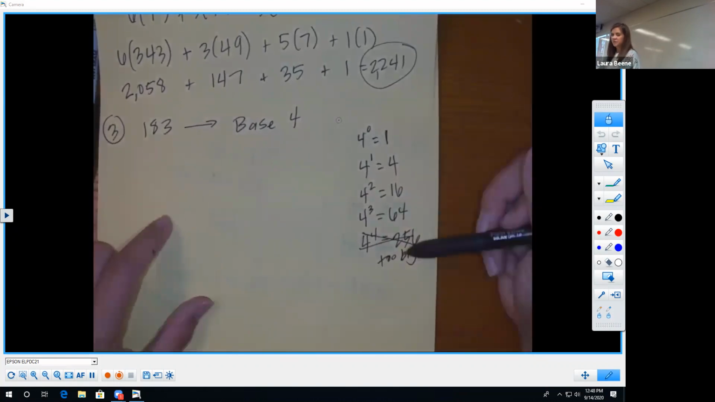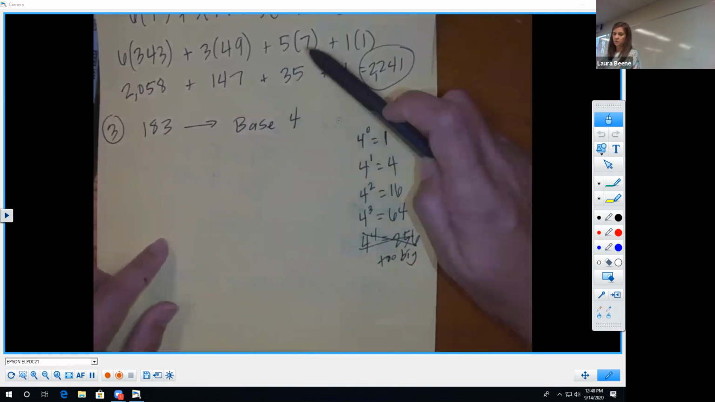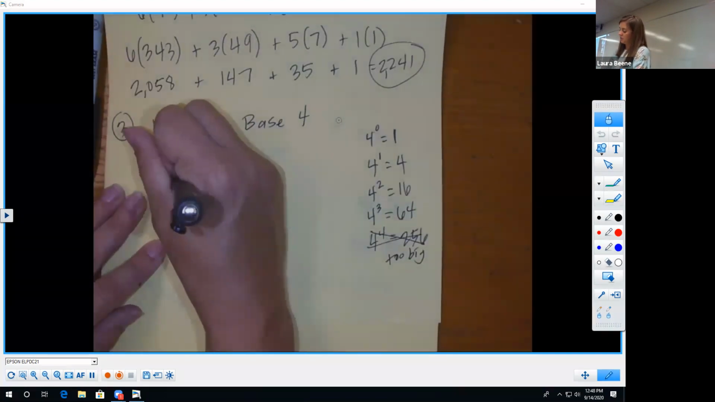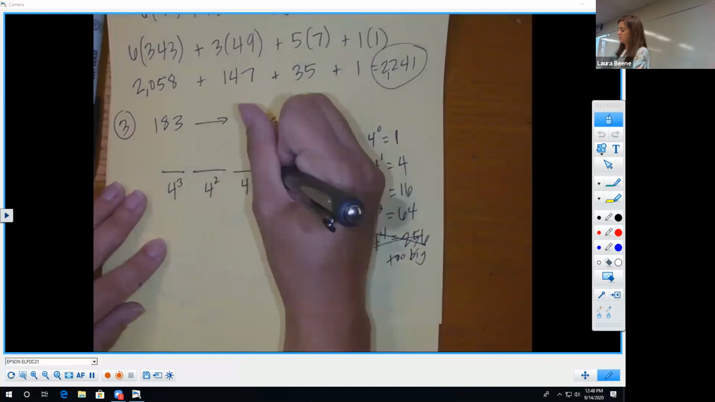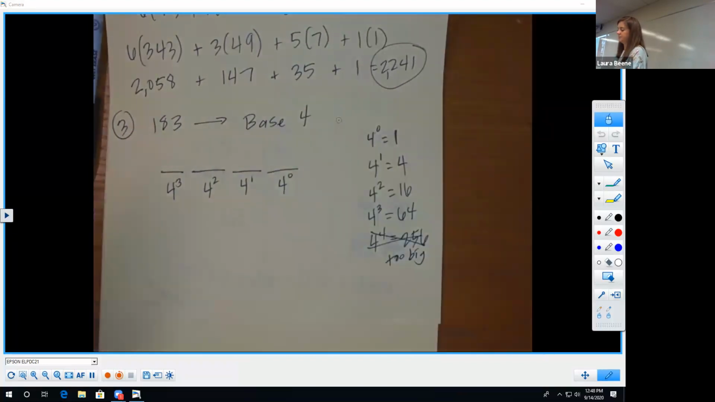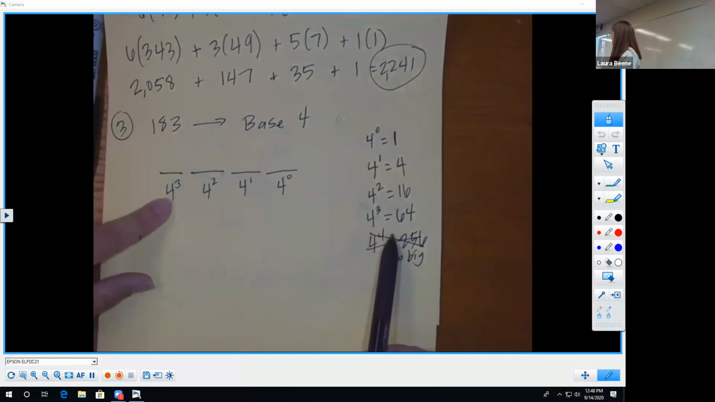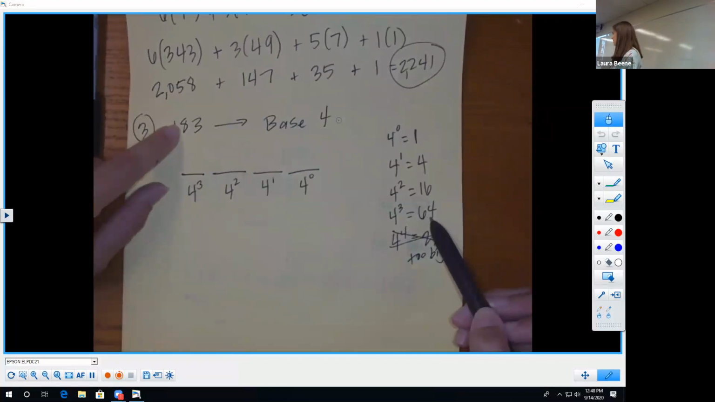So the place value that I'm going to have in my answer is going to be a 4-digit number, 1, 2, 3, 4. Okay, so I'm going to go ahead and put blanks there. I have a place for 4 to the third to go, 4 to the second, 4 to the first, 4 to the 0 power. And then from there, I want to figure out how many of each of these would fit in there. Start off by taking the biggest amount first. So how many 64s can I get out of that?